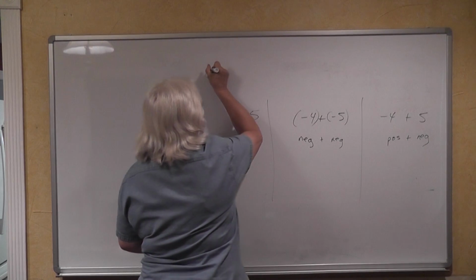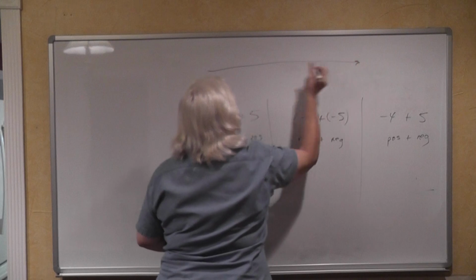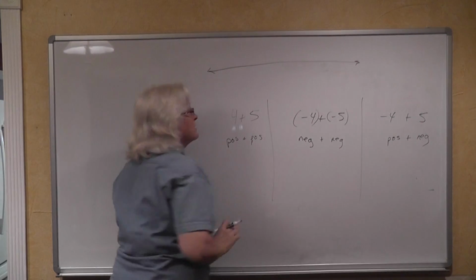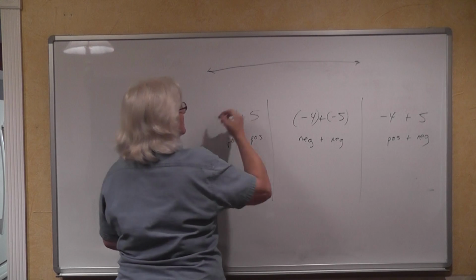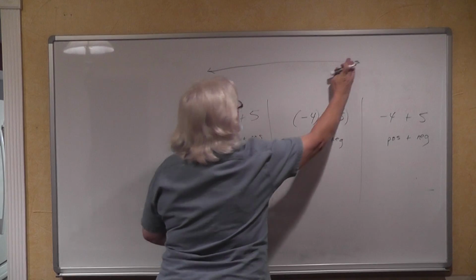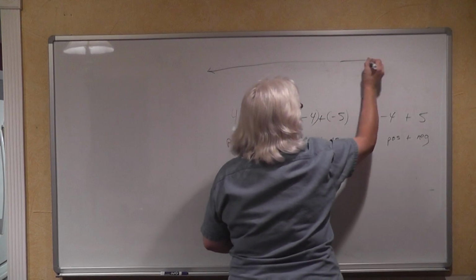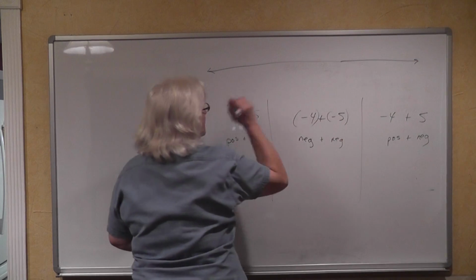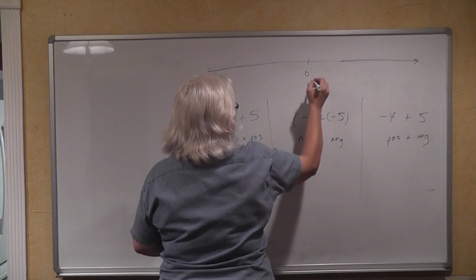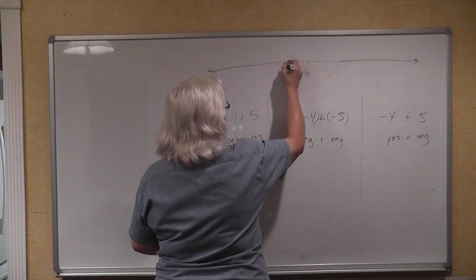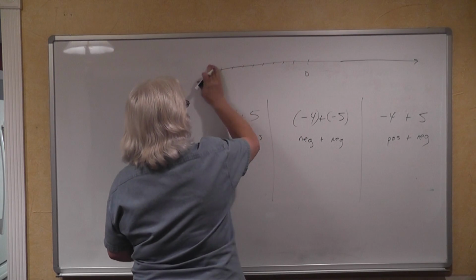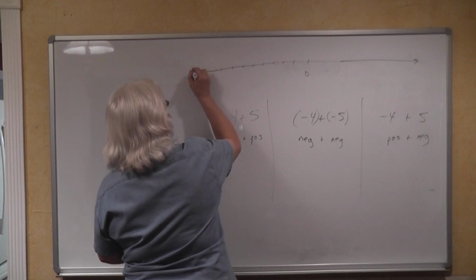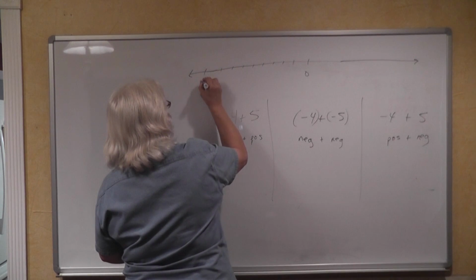I do want to illustrate at first the addition of numbers on the number line, and I'm going to keep this just like I have here, which means I need to make a longer number line. I'm going to have 0, 1, 2, 3, 4, 5, 6, 7, 8, 9.